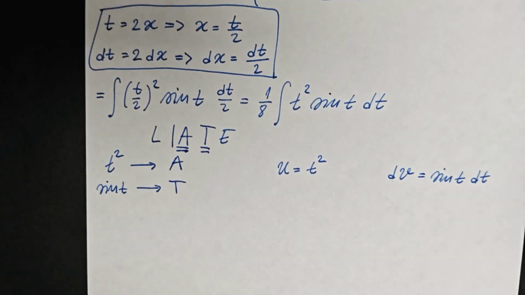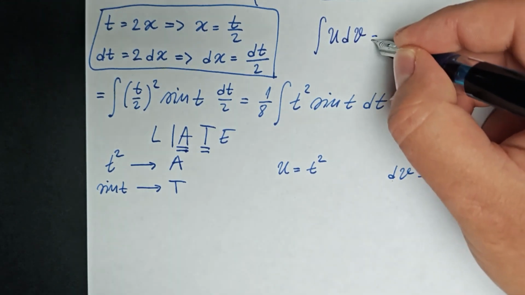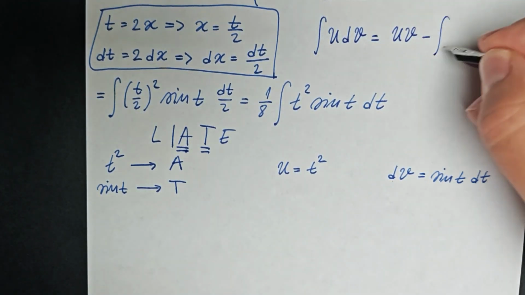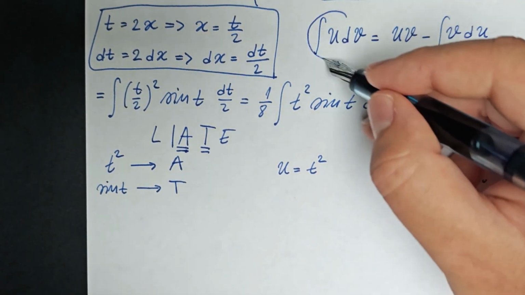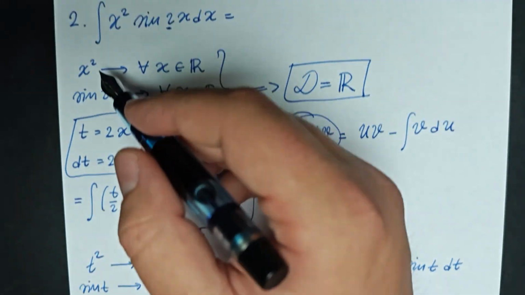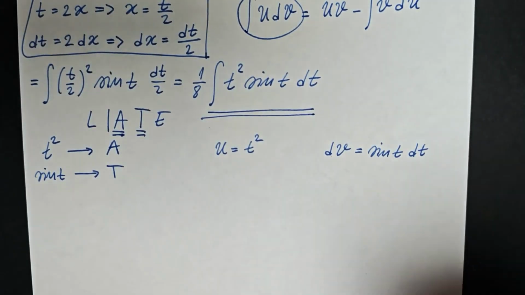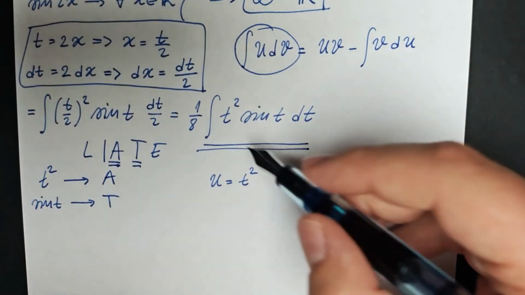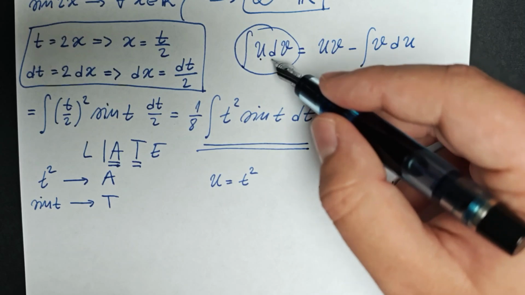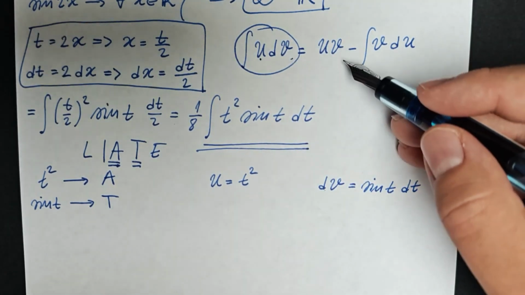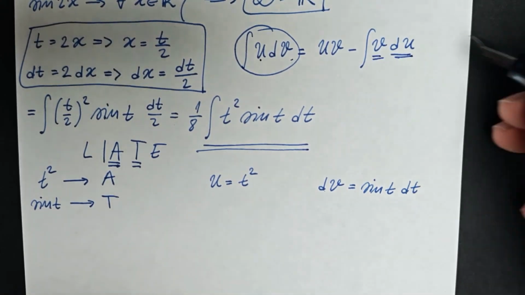If you recall the integration by parts formula, the integral of u dv was equal to uv minus the integral of v du. This integral here is our integral from the beginning, this one right here, as we have transformed it. So we have t squared for u and sine of t dt for dv. We now need to calculate du and we need to find v.